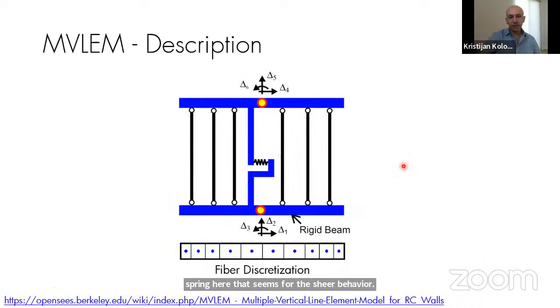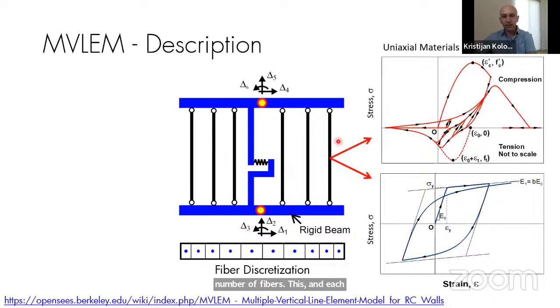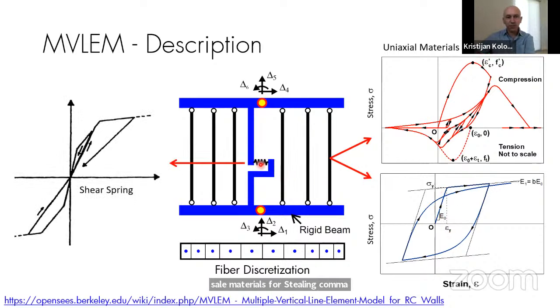So you would have basically, you discretize your wall into a number of fibers like this, and each of these vertical ones, their behavior is governed with the uniaxial materials for steel and concrete. And for the shear spring, you can assign different types of force deformation relationships. It can be linear elastic, it can be nonlinear. It's up to the user to decide on that. And this is basically the formulation. So it's pretty simple. That's a nice thing about these models.